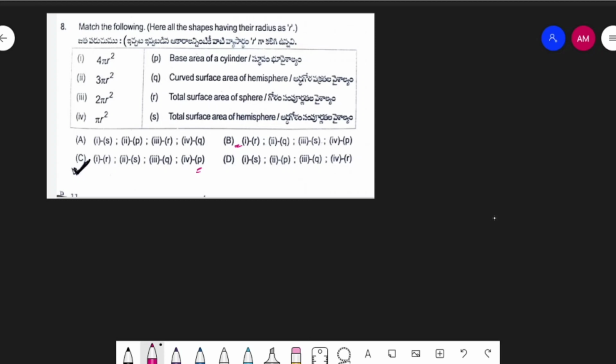Next, curved surface area of a hemisphere. Q will be mapped to 2 pi r square. 2 pi r square is the curved surface area of a hemisphere. It's a direct formula. Total surface area of a sphere is 4 pi r square. So 1 is mapped to R. And what's the last one? Total surface area of a hemisphere is 3 pi r square. So 2 is mapped to S. So we have option C. It's a very direct question from mensuration depending upon the formula.